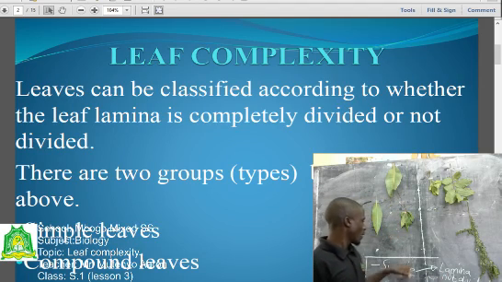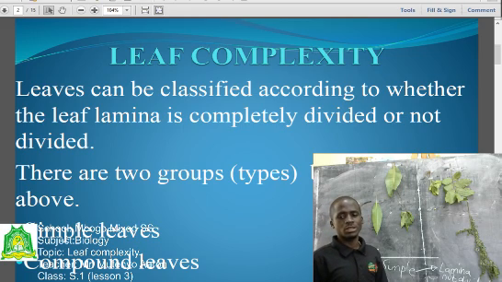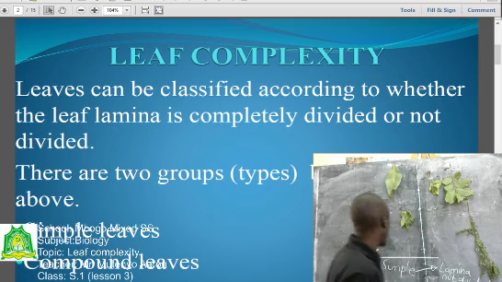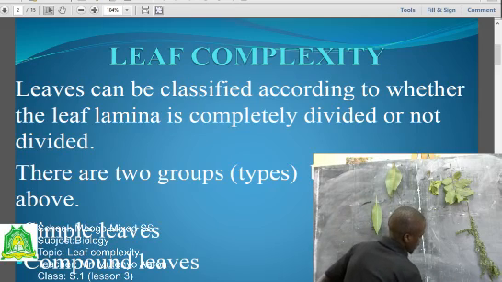Right? So we have compound and then simple leaves. And we have said, please take some notes, that simple leaves are leaves whose lamina is not divided into leaflets. Then compound leaves are leaves whose lamina is divided into what are called leaflets. Are we together? So keep following me as I take you more into details about simple and compound leaves. Good.